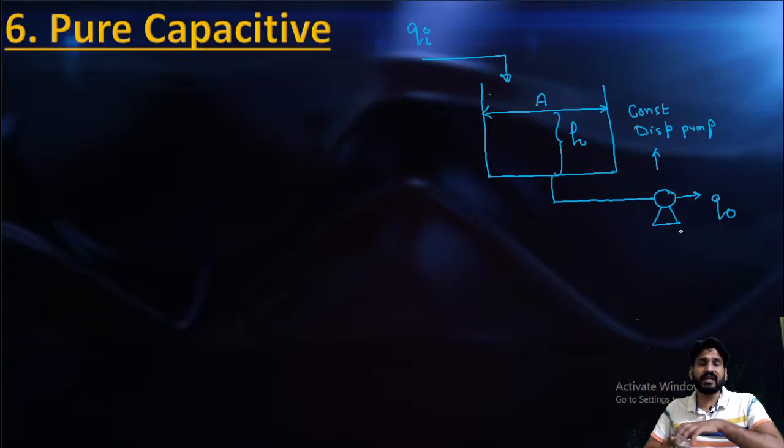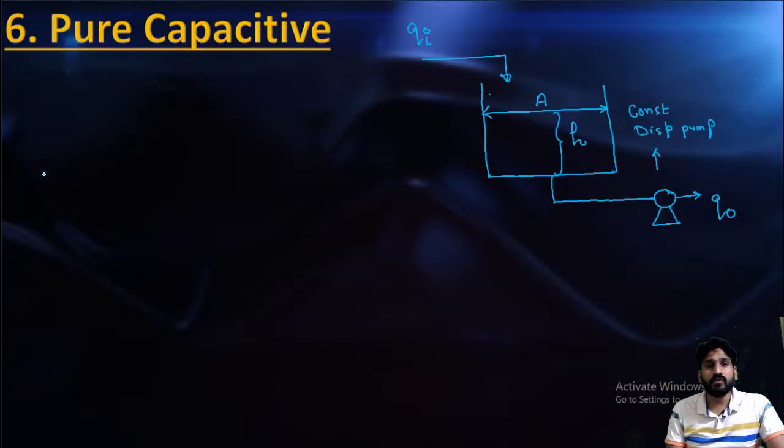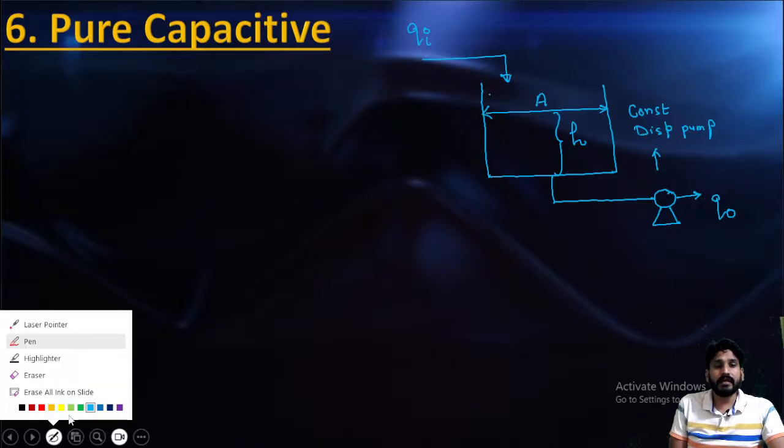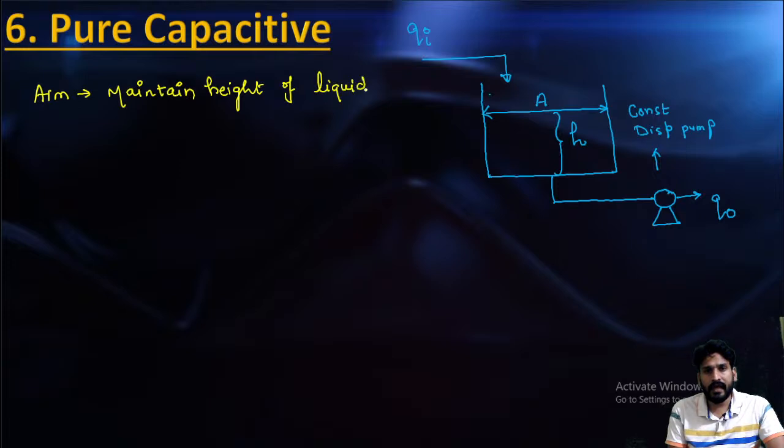I am getting outlet discharge Q naught all the time. So in this system, my main aim is to keep the output, or you can say keep the height, at h. So we have to maintain the height of the tank, height of the liquid level, or you can say height of the liquid as h. This is my aim, right?